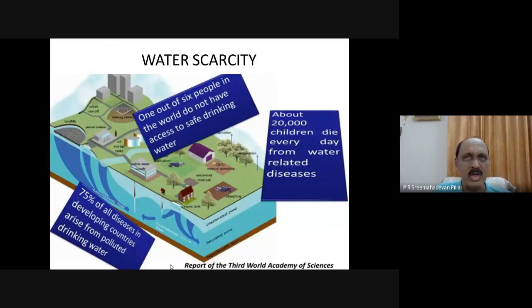Now, water scarcity is a prominent thing. One out of six people in the world doesn't have good drinking water. That is true. In Kerala, most of us have got good drinking water, as I mentioned in the last class. But even in India, one of the most water scarce countries, drinking water is very scarce. About 20,000 children die every day due to water-related diseases, and 75% of all the diseases in the developing countries. And India is one of the biggest, the second biggest developing country. So this is a huge concern for all of us. Please see the next slide.